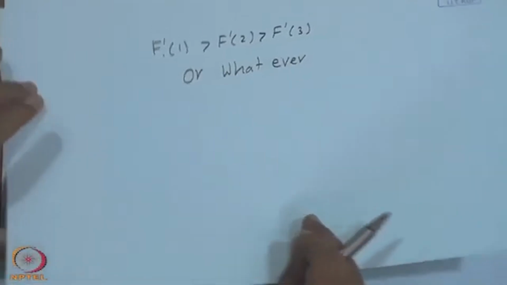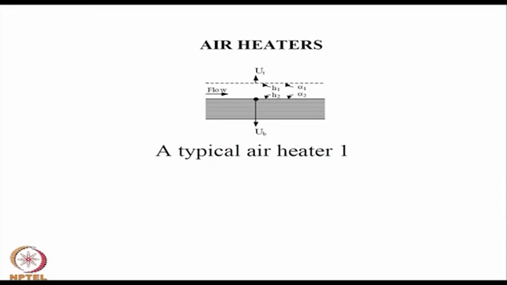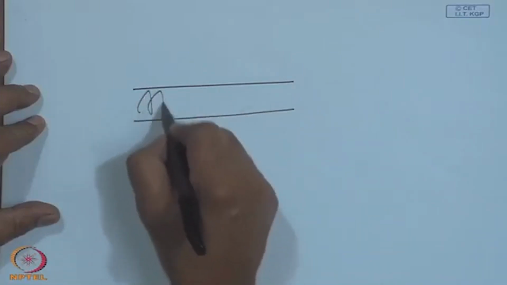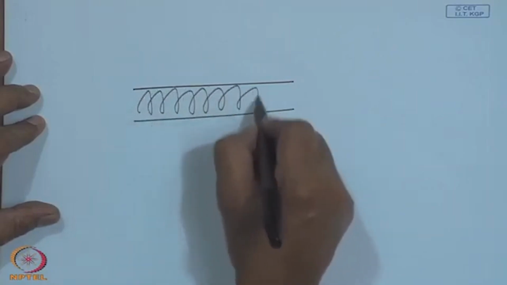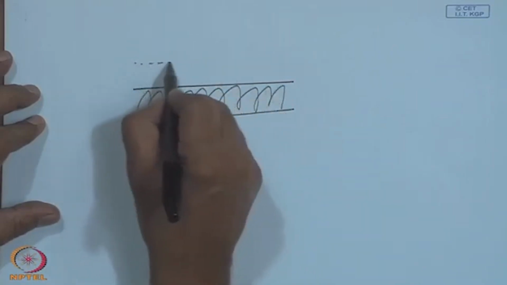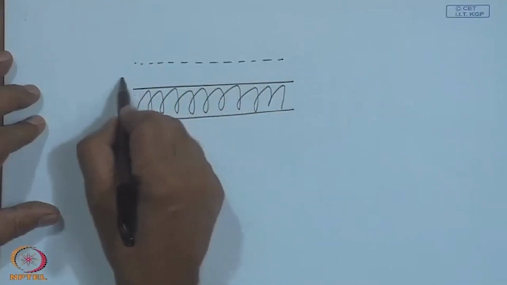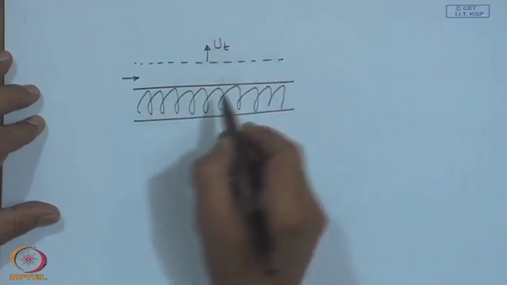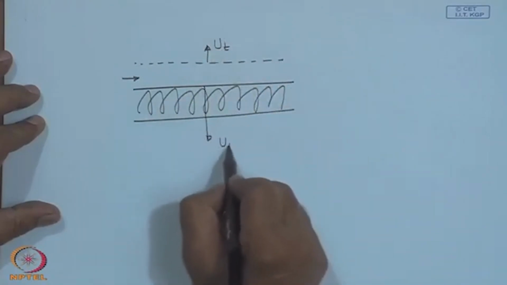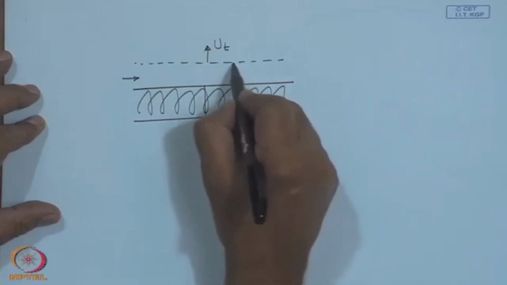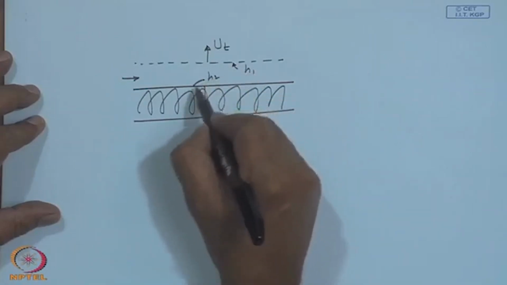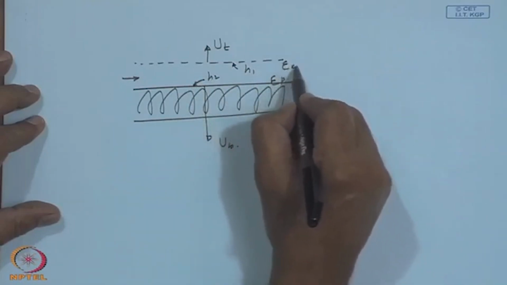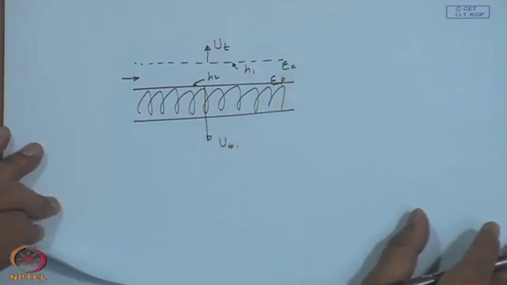Now, air heaters, we have considered in detail two of the typical air heaters, where there is one absorber plate and there is a glass cover at the top of it, and the flow may be like this between the top glass cover, which has a loss coefficient of U t and a bottom loss coefficient of U b, and the heat transfer coefficients being H 1 and H 2 with epsilon p and epsilon c, or the corresponding absorptivities.